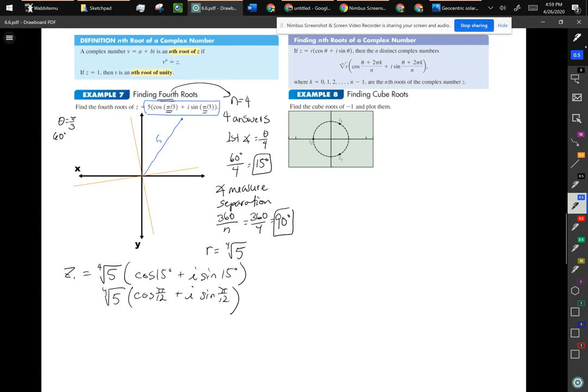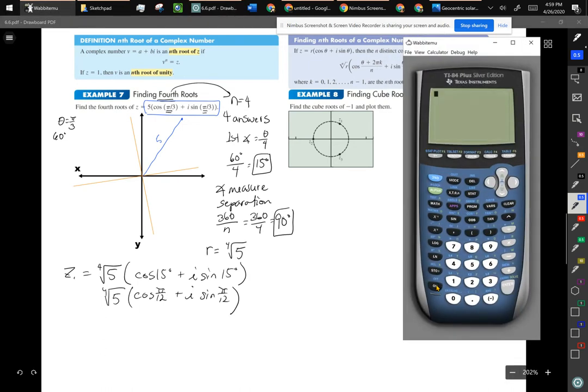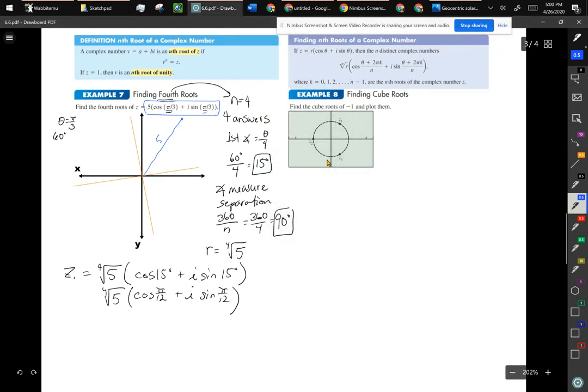Now, my orange lines are not perfect. I could have sketched this a little better, but hopefully you get the idea. Now I have the fourth root of 5. What is the fourth root of 5? Let's just check that out. 5 raised to the 1/4 is about 1.5. So if Z1 is 15 degrees in that direction at 1.5, then maybe it's somewhere over here.